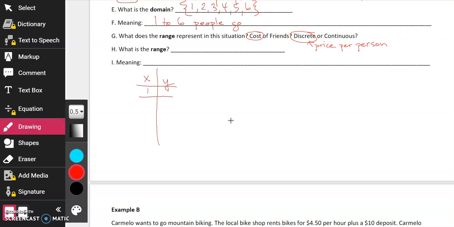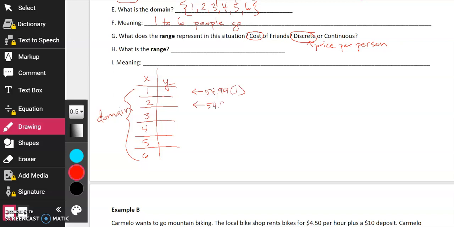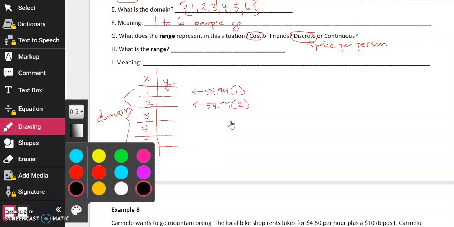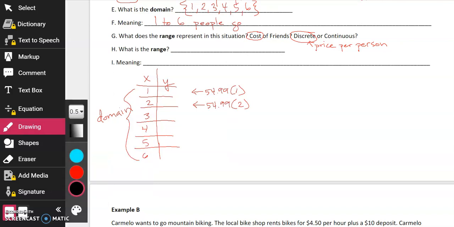So I set up, I know what my domain is because that's my friends. And then I use the equation to figure out those y values, right? So it'd be 54.99 times 1, and then 54.99 times 2, times 3, times 4, times 5, times 6, right? So you get the whole amount. I'm going to tell you, you should jump into Desmos, figure it out.